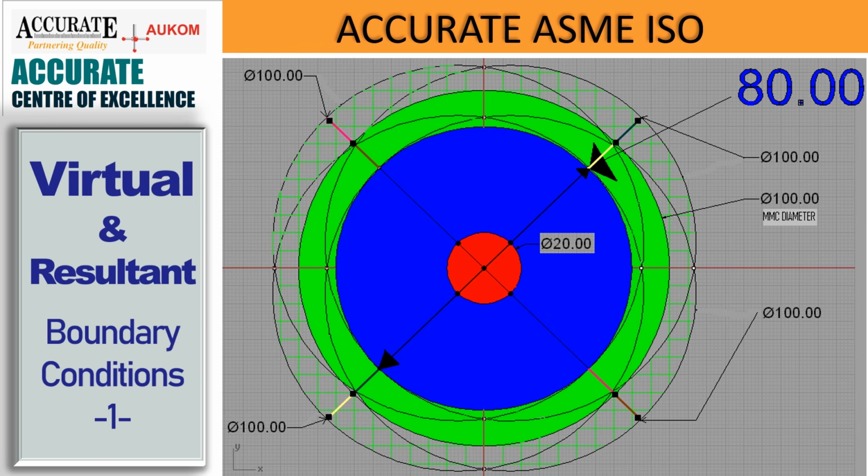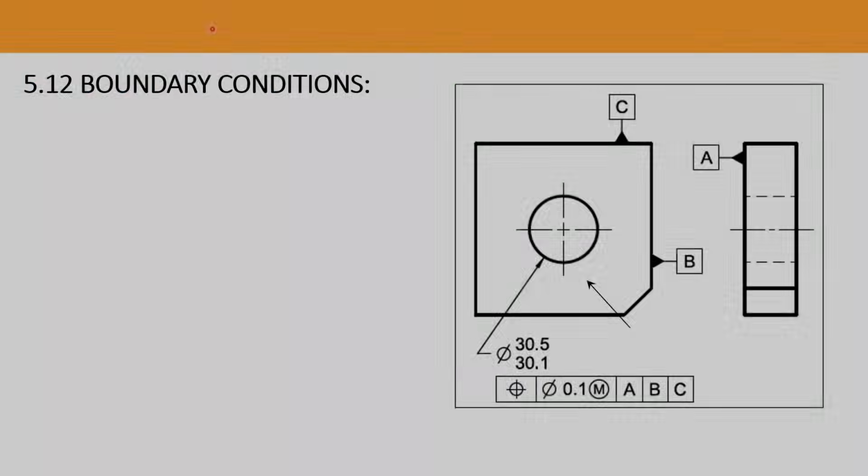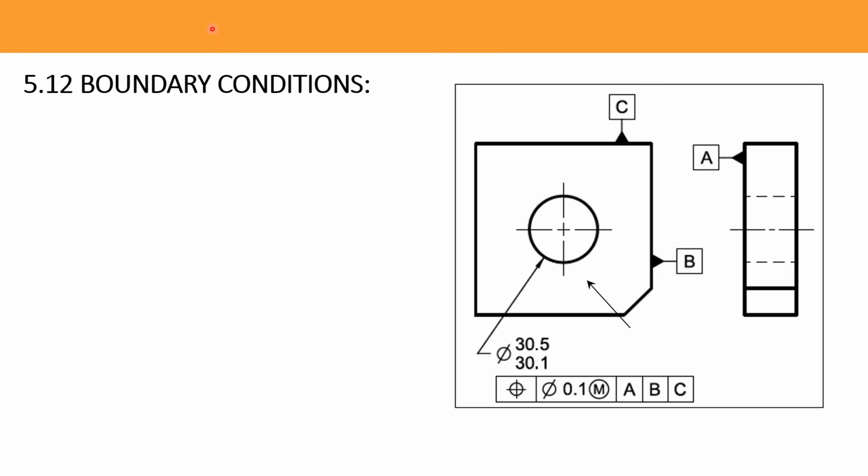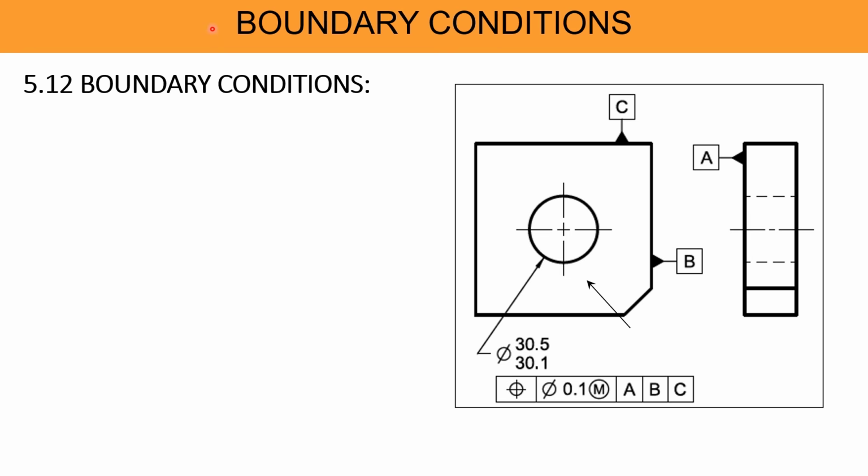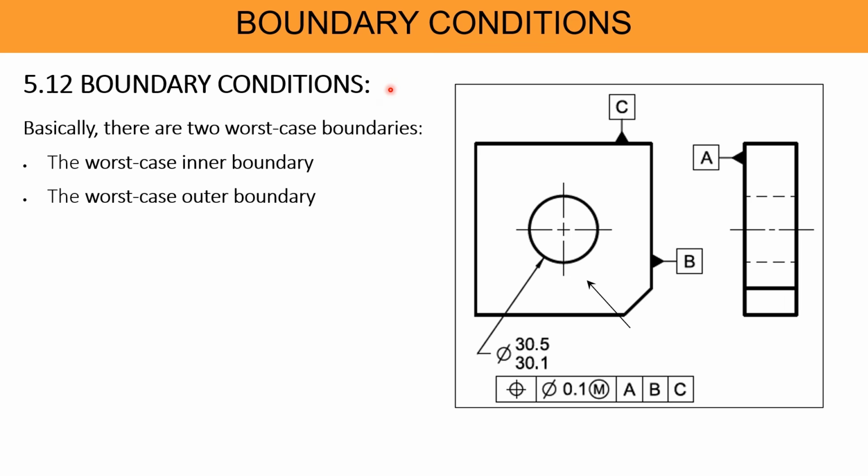Let us get started now. In the GD&T standard, there is an important concept called boundary conditions. It explains different types of boundaries such as MMC boundary, LMC boundary, virtual condition boundary, and the resultant condition boundary.